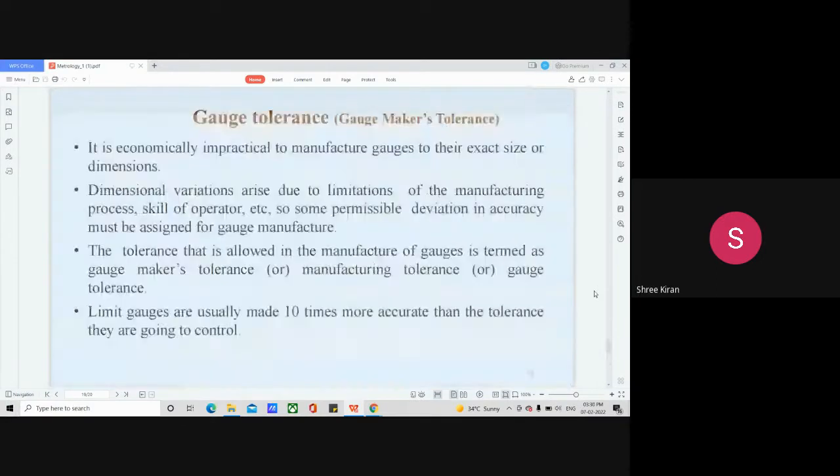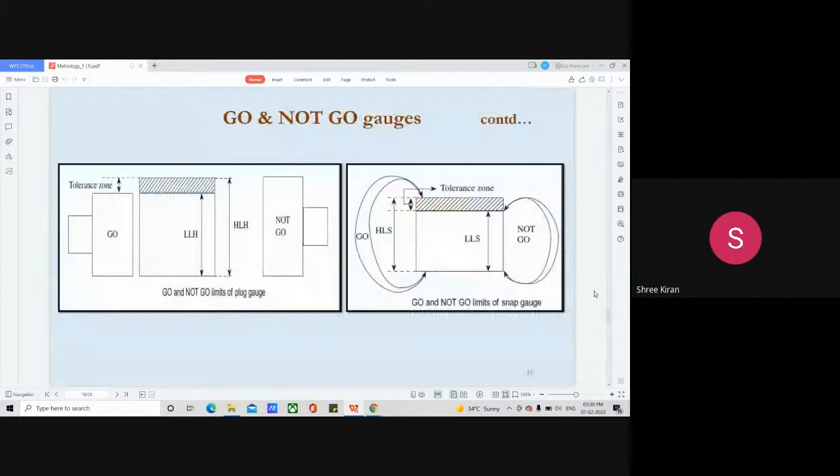Then in the case of go and no-go limit gauges, mainly we have the tolerance zone. Can anyone of you tell me what you mean by tolerance zone? We have already discussed it. Nived Kumar, could you tell me what you mean by tolerance zone?